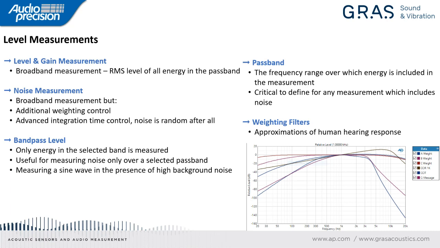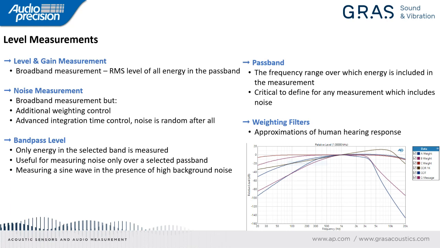So Audio Precision also provides another level measurement, which is a noise measurement. Now, this is, again, measuring the RMS level of all the energy in a certain bandwidth. But relative to the question about what does dBA mean, sometimes when we measure noise, we want to apply a weighting filter, such as an A weighting filter, which is very common. So in that case, we want to apply some filters to our noise measurement.